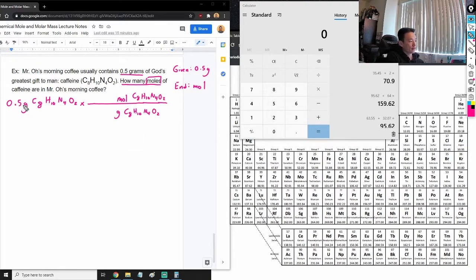Okay, so we have grams on the top and the bottom, so these can cancel out once we are able to solve our problem. And we're looking for moles, so I know I set up my fraction properly. Okay, all we need to do now is solve it out.